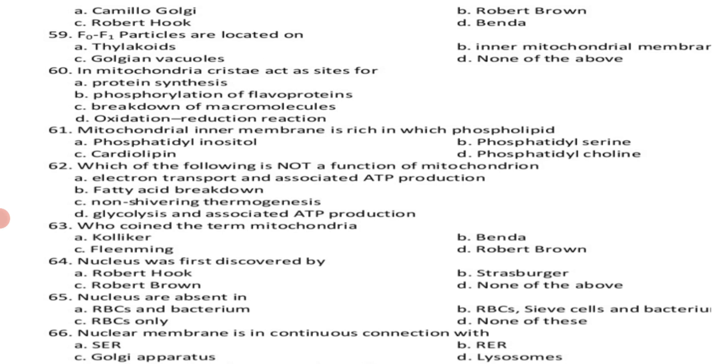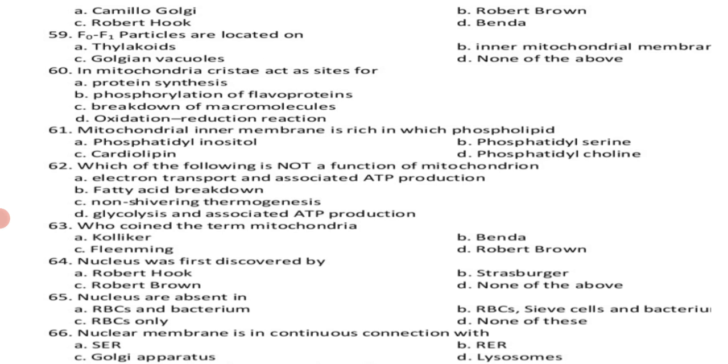Question number 60. In a mitochondria, cristae act as a site for. In a mitochondria, the cristae act as a site for oxidation and reduction reactions. The mitochondria is made up of a double membrane, outer membrane and inner membrane. These are made up of a phospholipid membrane. So option D is the correct answer for question number 60.